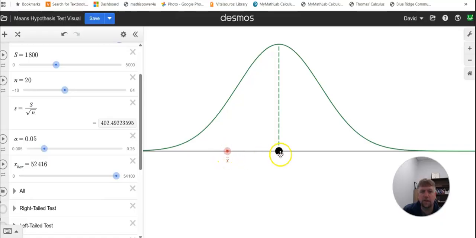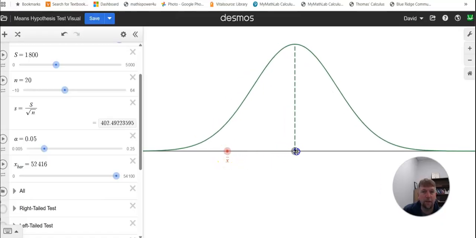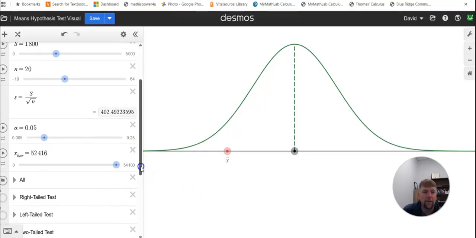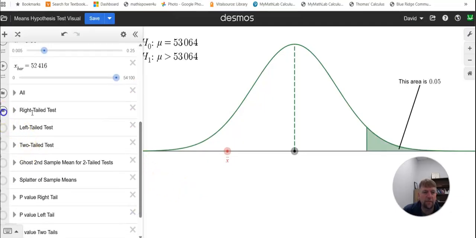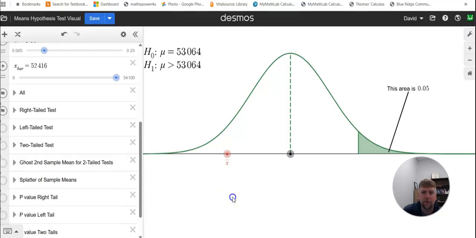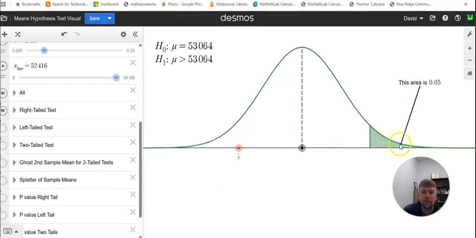This is the claim value of the population mean. Now if I do some type of a test, don't worry about these numbers. The numbers aren't that meaningful. I just want you to see the visual. This is what we call the rejection region, the critical value. This critical value is where the numbers that are too far away begin.